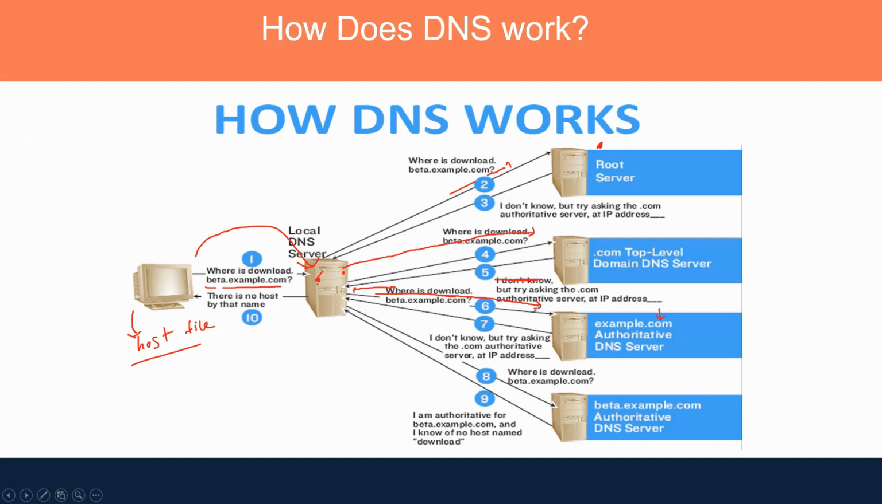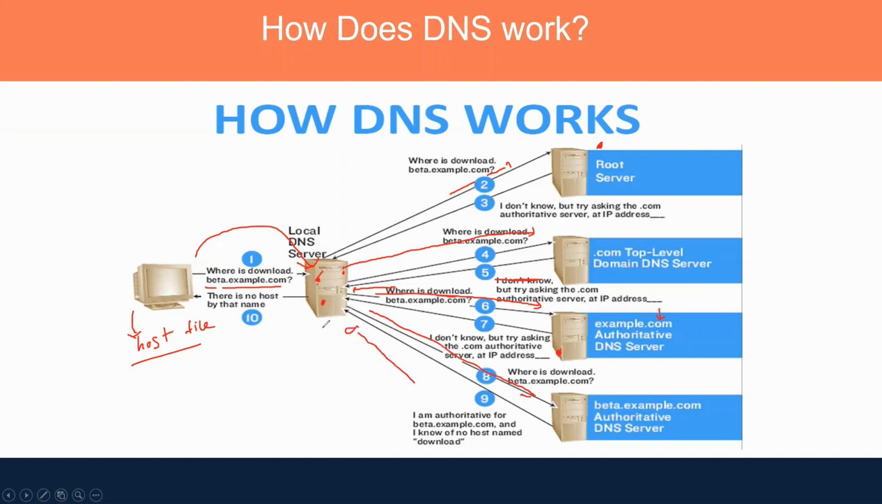And then this is going to give the reply that this is the better server that would reply to the exact query. So now what would happen? Now this DNS server is sending that query to beta.example.com, and then beta.example.com is going to reply with the IP to this local DNS server.